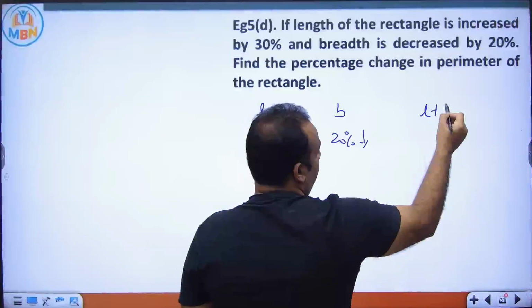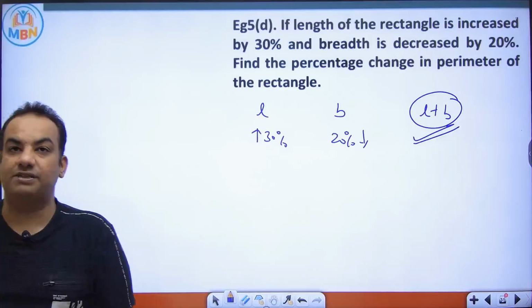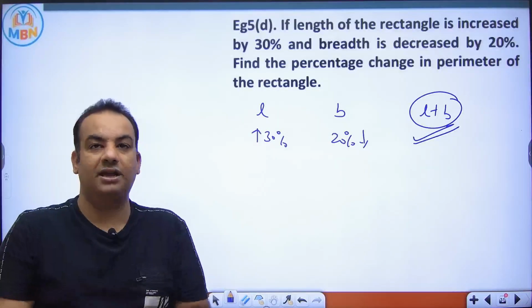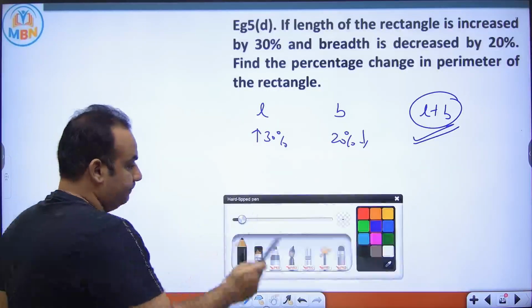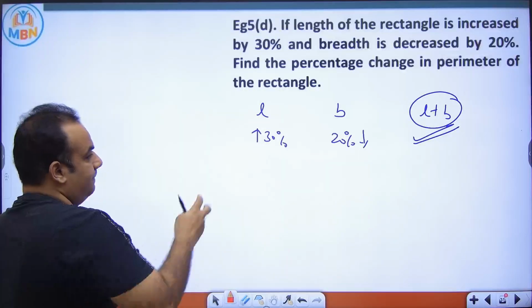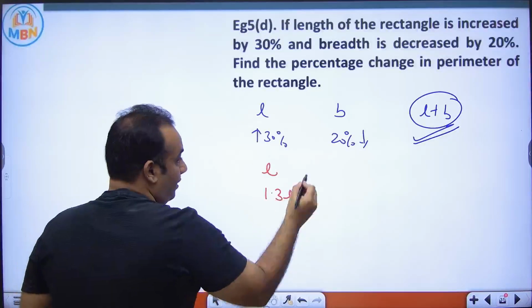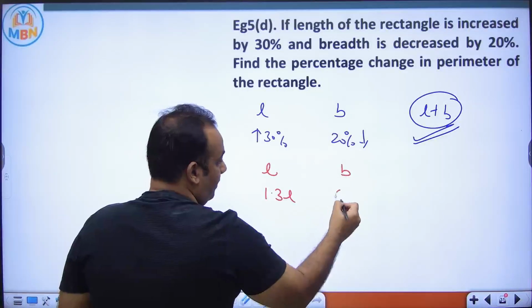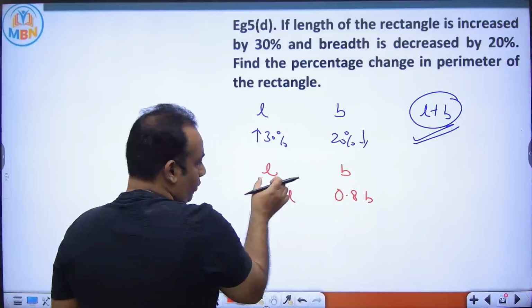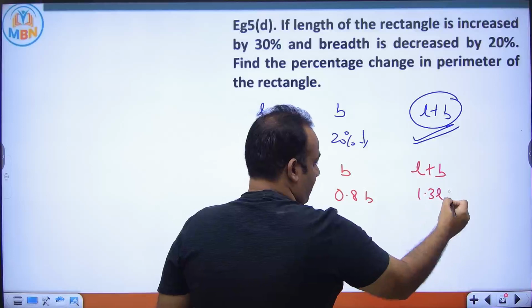Now, perimeter depends on L plus B. Although the formula is 2 times (L plus B), 2 is a constant, so it depends on L plus B. Now see, why can we not solve this? What is the reason behind this? If the original length was L, now it becomes 1.3 L. If the original breadth was B, now it becomes 0.8 B. So if the original perimeter depends on L plus B, now it depends on 1.3 L plus 0.8 B.